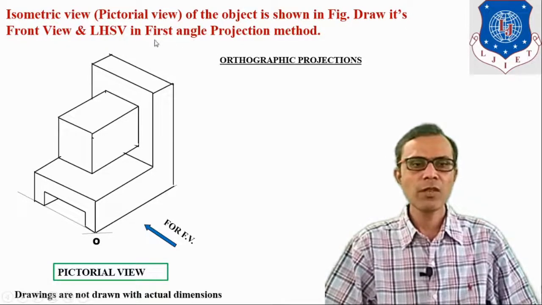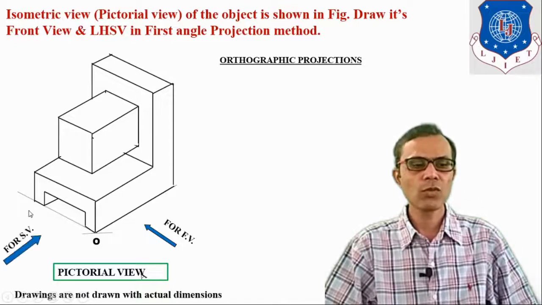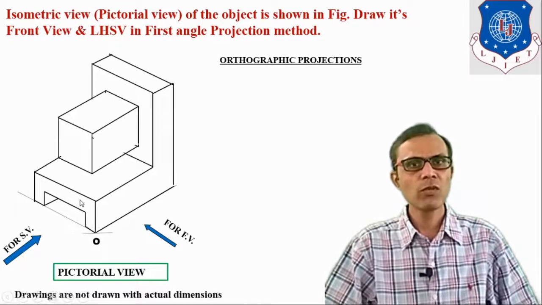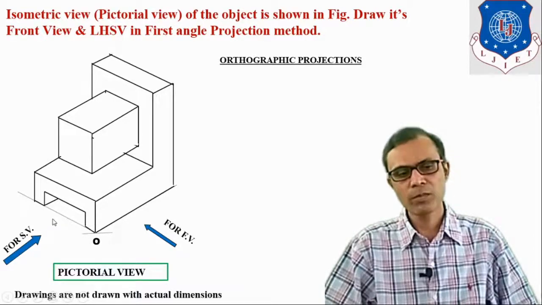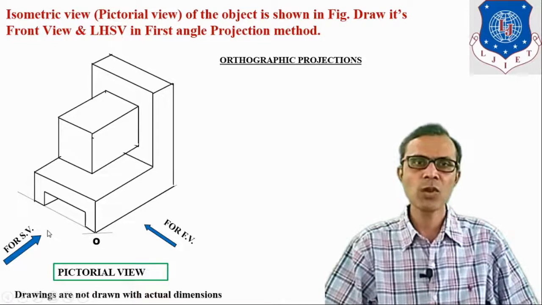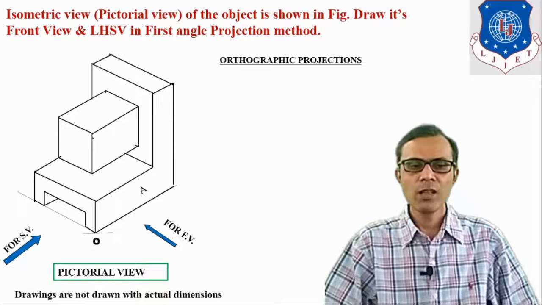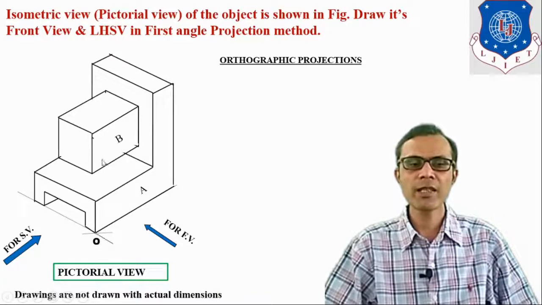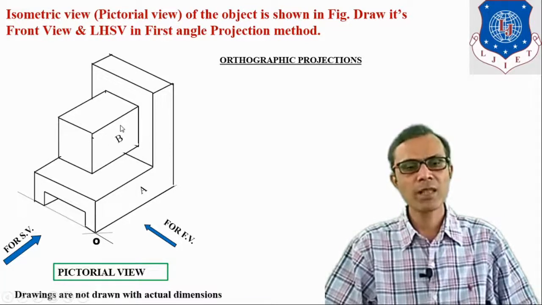Here we have to draw the left hand side view. So this direction is the direction for the side view, and in side view it is particularly the left hand side of the object. The view which will be obtained from this side is known as the left hand side view. In short form it is written as LHSV. So here you can see these are the several surfaces. Let us name this surface as A surface and this surface as B surface.